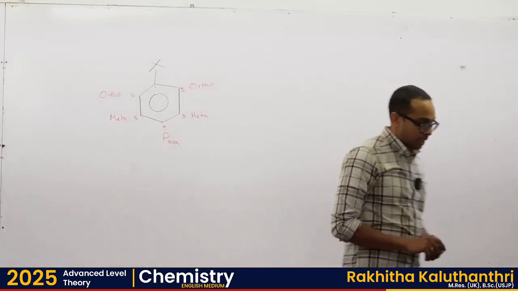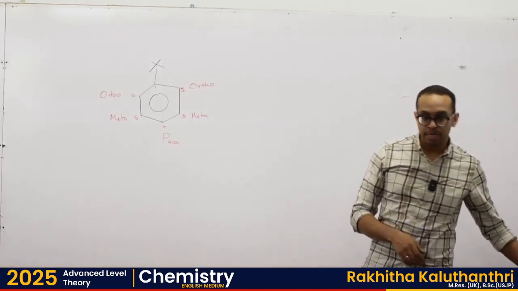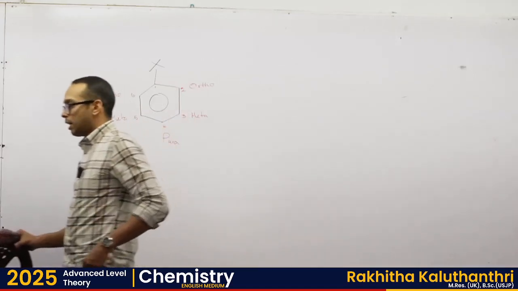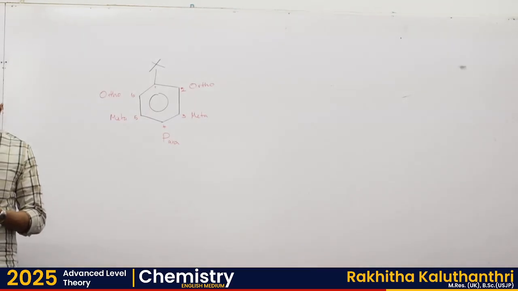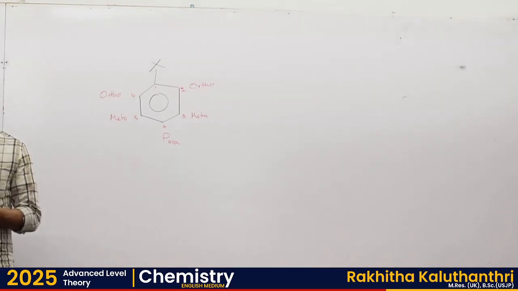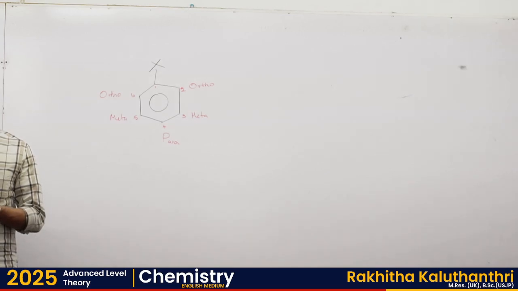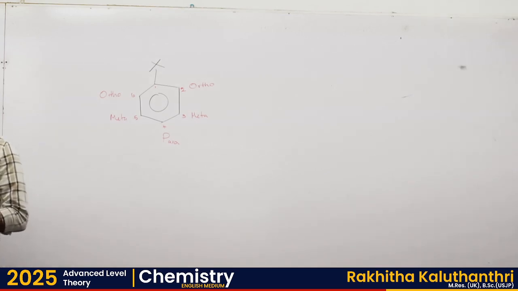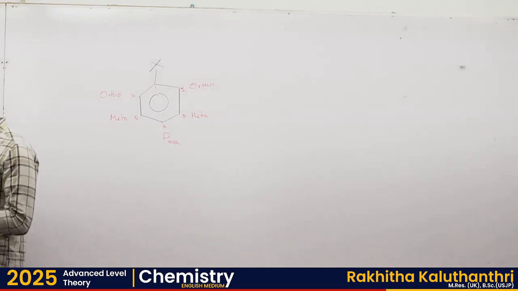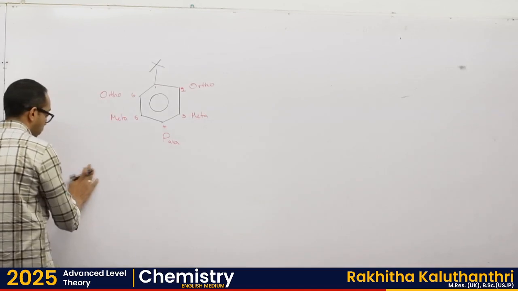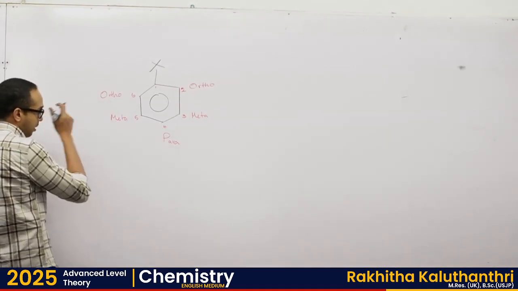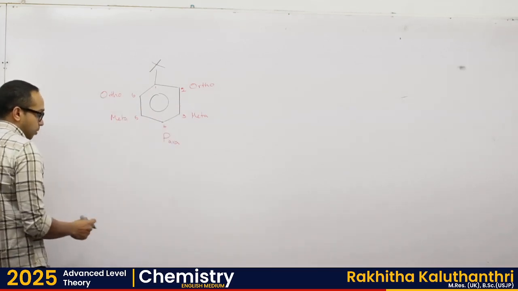So take a new heading: ortho-para and meta directors. Write down a new subheading: ortho-para directors. You can take this down for reference.